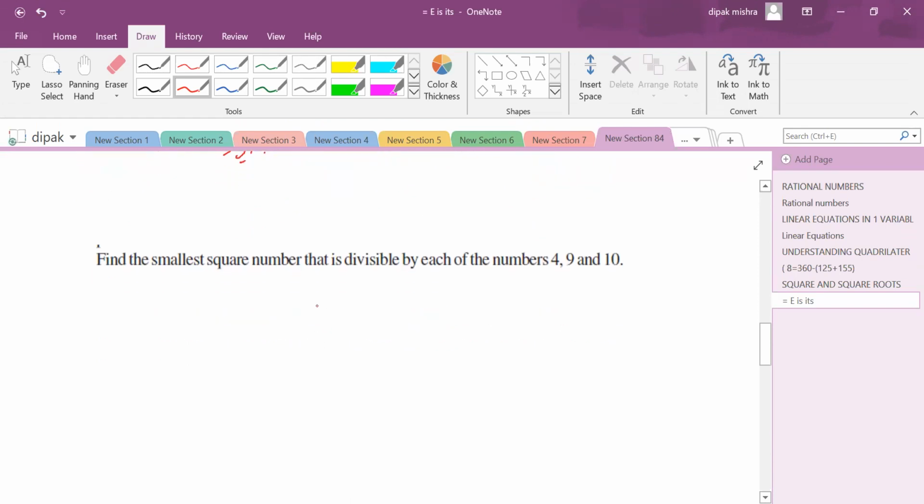Now, again, this question: find the smallest square number that is divisible by each of the numbers 4, 9, and 10. So what is the LCM of 4, 9, and 10? Okay. What is the LCM of 4, 9, 10? You can do it by the long method as well. So it'll be 2 times 2, 9, and 10, and 5, sorry. So the LCM is 2 times 2 times 9 times 5, because nothing is common now.